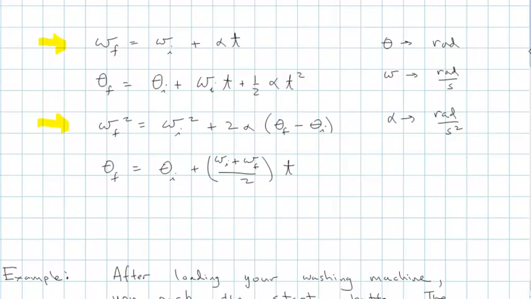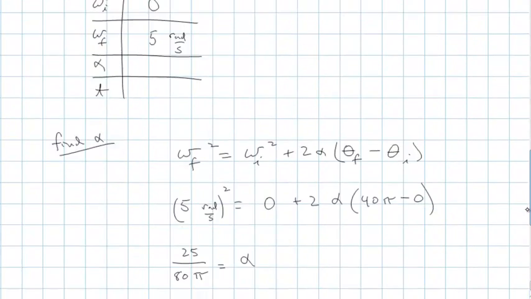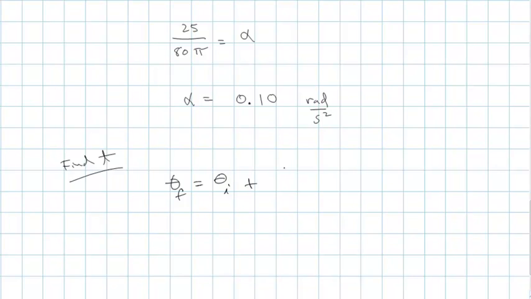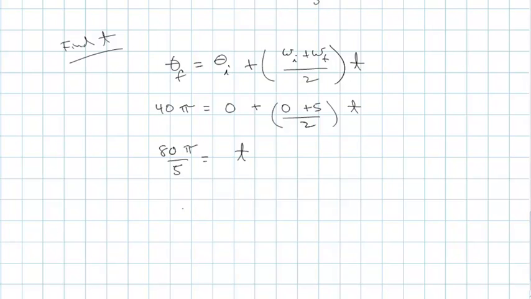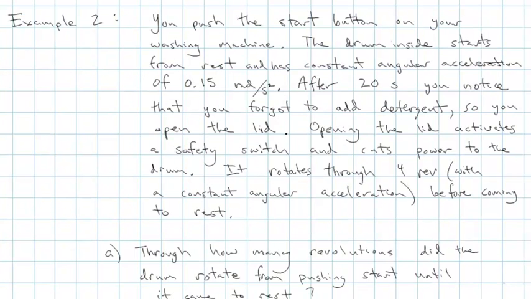I'll do that. So we know our theta final and theta initial, and we add to that t multiplied by the average angular speed. Theta final was 40 pi, theta initial was 0, omega initial was 0, omega final was 5, 80 pi over 5, about 50.3 seconds. That problem was fairly straightforward. Let's look at one that's a little more interesting.